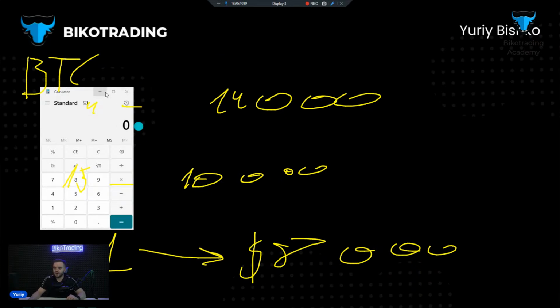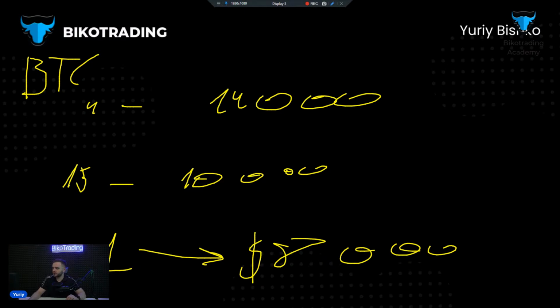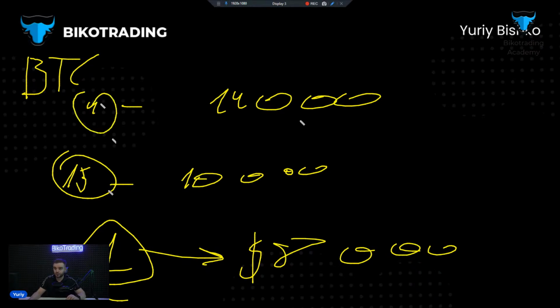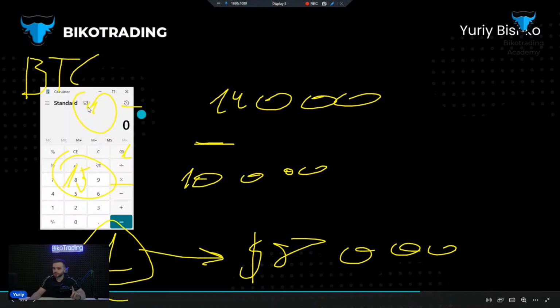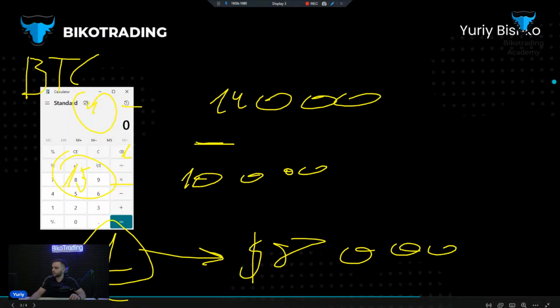What will be the VWAP in this example, when you bought one coin at 8,000, 15 coins at 10,000, and 4 coins at 14,000? VWAP will be nearly 10,000. It will be slightly above 10,000. Why will this matter for us? Because in the future, that price will be really important for you. Let's do a simple calculation, guys.